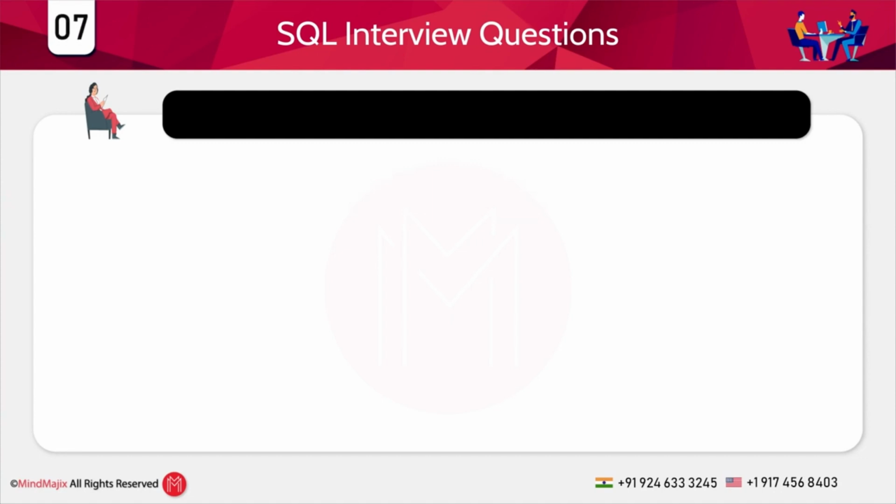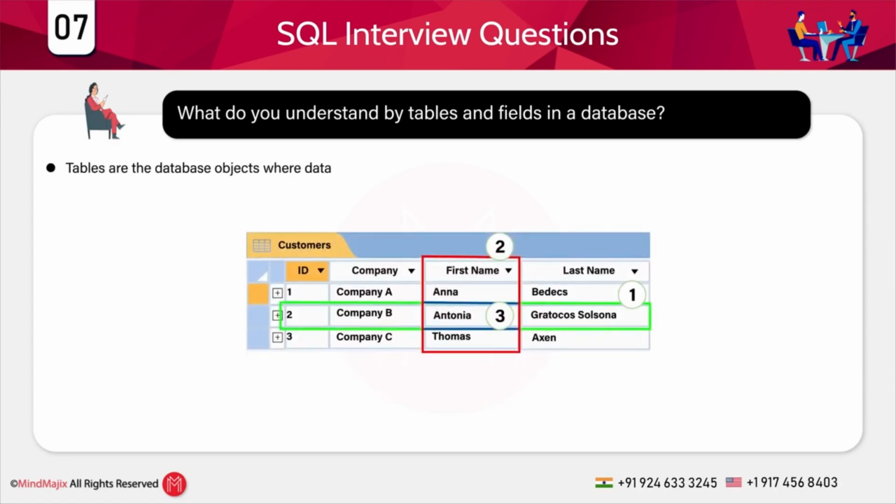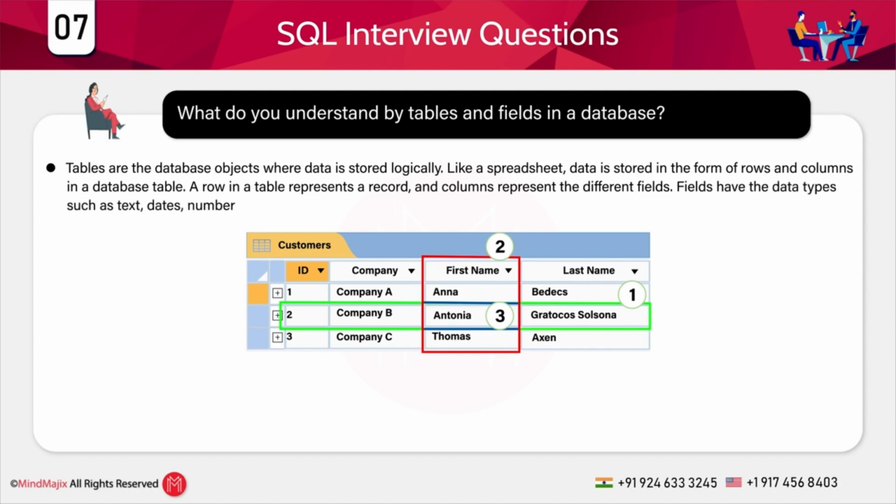The next question is, what do you understand by tables and fields in a database? So tables are the database objects where data is stored logically. So like a spreadsheet, data is stored in the form of rows and columns in the database table. A row in the table represents a record and columns represent the different fields. So fields have different data types such as text, dates, numbers, and links.